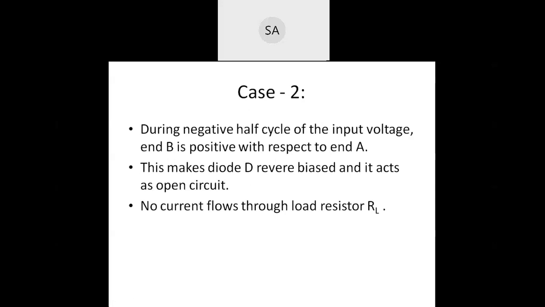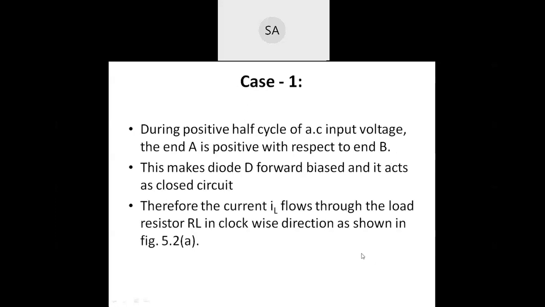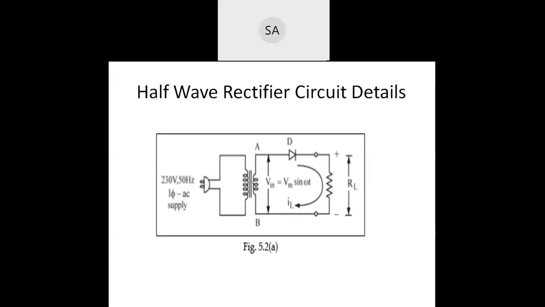During the negative half cycle of the input voltage, end B is positive with respect to end A. And this makes the diode reverse biased and it acts as an open circuit. So there will be no current flowing through the load RL. Whenever we reach the negative potential of the sinusoidal signal, B becomes positive with respect to this end A.